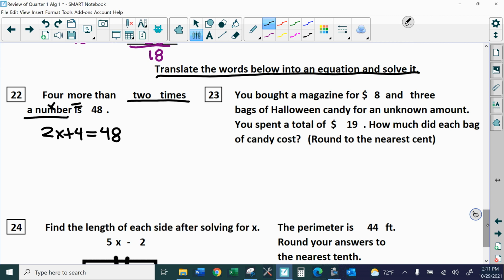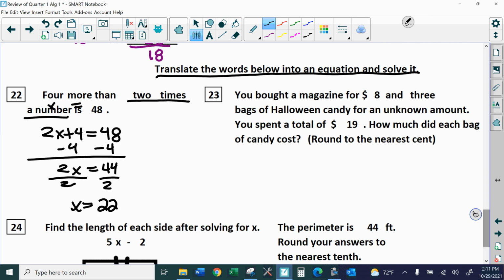Now we solve it. Reverse PEMDAS. Subtract 4 across. 2x equals 44. Last step, divide by 2 on each side. X equals 22.